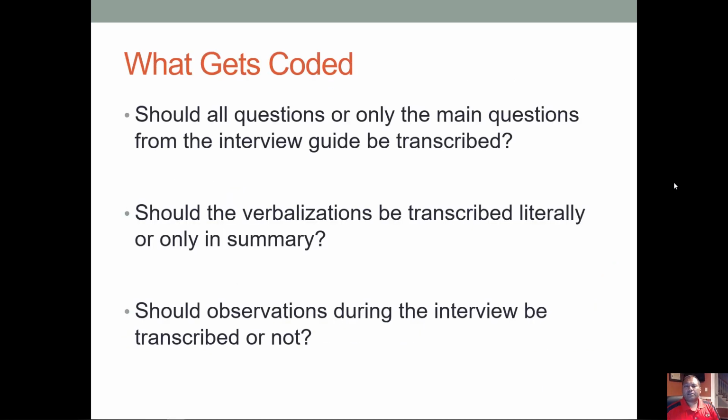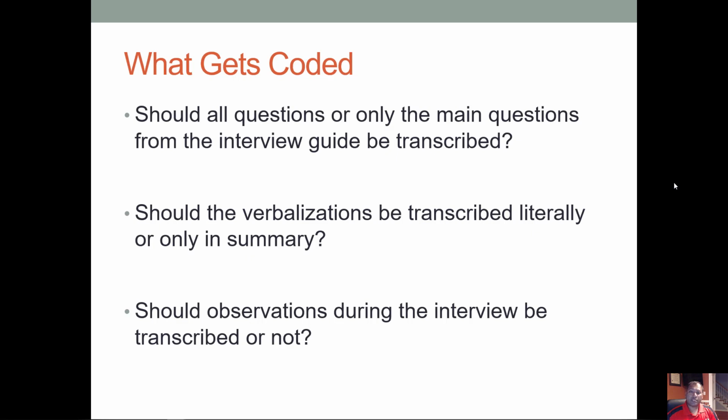So somebody asks, what gets coded? And so should all questions or only the main questions be coded? And that really depends, because when you create your questions for the interviews or for the focus groups, you have to decide whether you're going to include a question that gets to test whether people are truthfully responding or they are responding to the same topic. In other words, creating a little bit of validity or reliability.